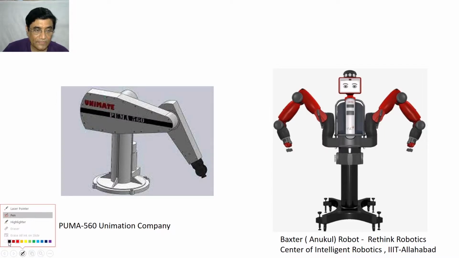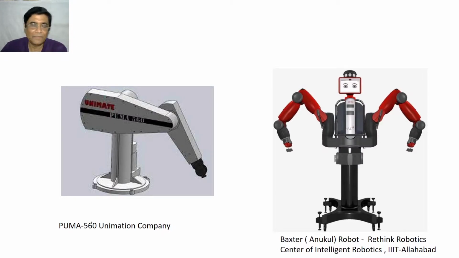There are so many different models. We are talking about the Puma 560 model. The models differ a little bit in some of the geometrical parameters. And this is another very interesting robot, and we'll also dissect it. I will tell you the anatomy of this robot as well. You will study that, and that is known as Baxter.